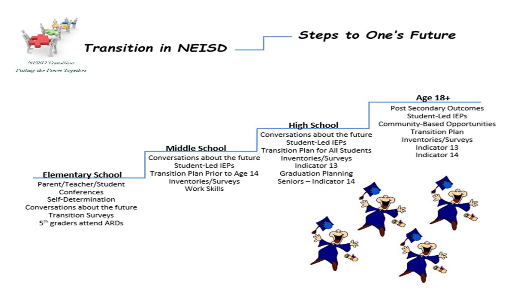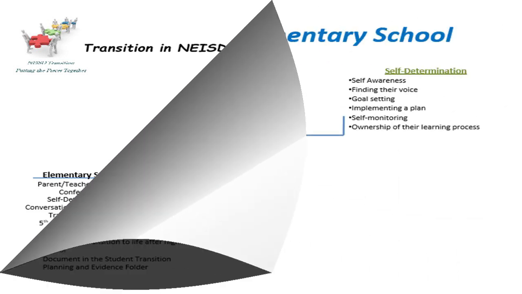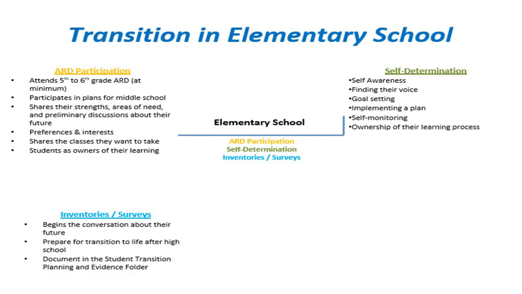Transition services in NEISD focuses on self-determination by empowering some students to lead the entire ARD meeting, mentor other students in gaining or practicing self-determination skills, participate in the development of a visual resume or personal profile to help communicate strengths, interests, and needs. Transition in elementary school may begin as early as 3 years old.